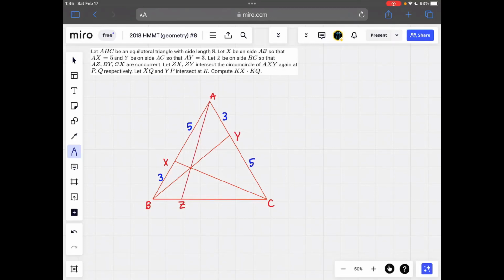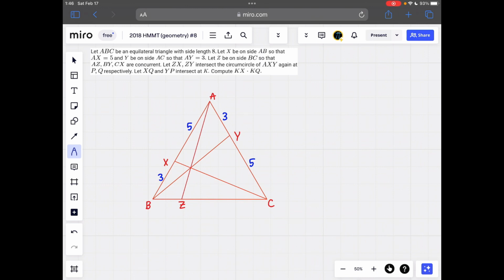Let ABC be an equilateral triangle with side length 8. Let X be on side AB such that AX equals 5, and let Y be on side AC so that AY equals 3. Let Z be on side BC such that AZ, BY, and CX are concurrent. Let ZX and ZY intersect the circumcircle of AXY again at P and Q respectively. And let XQ and YP intersect at K.